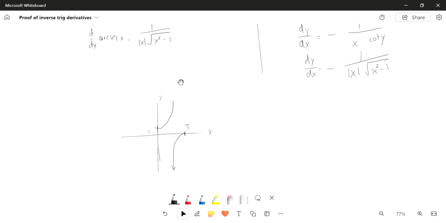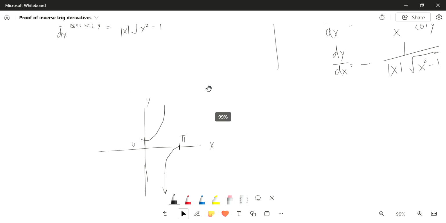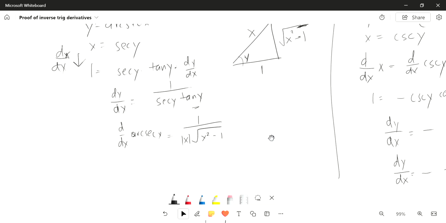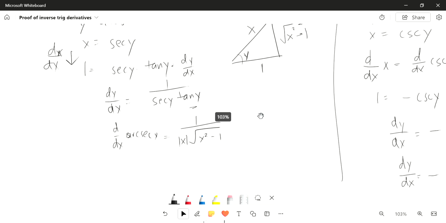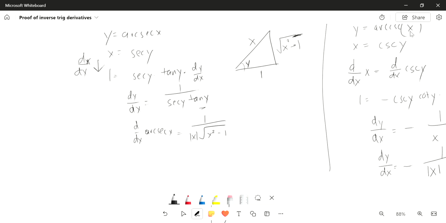And by the way, unless you actually need to use these proofs for some quiz question, you can feel free to skip through a little bit to actually find out what they are. And just remember the actual derivative.